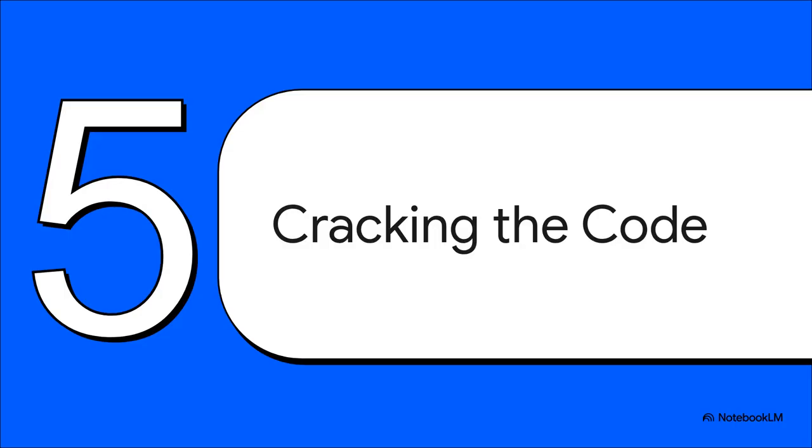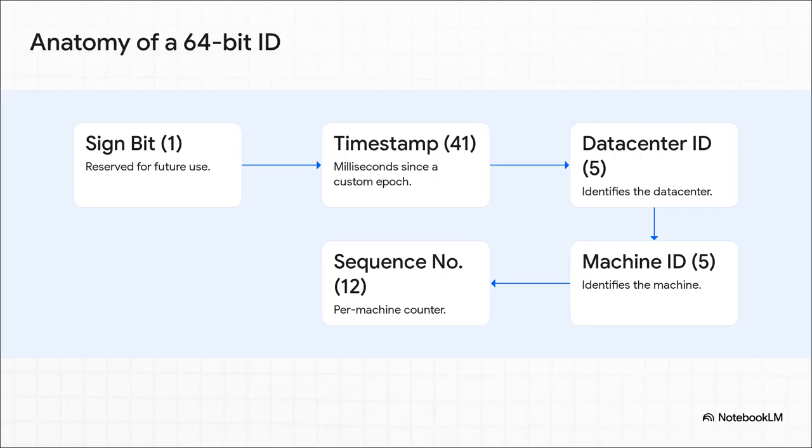So how does this actually work? Let's crack the code. Let's look at the anatomy of this smarter number. We're going to break down that 64-bit ID piece by piece, and you'll see exactly how it manages to check every single box on our list. Here it is. That 64-bit number isn't just one random number. It's actually a package of 4 different pieces of information, all cleverly combined. A timestamp, a data center ID, a machine ID, and something called a sequence number.